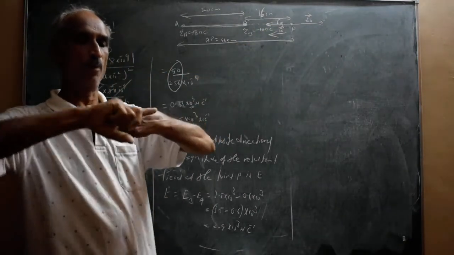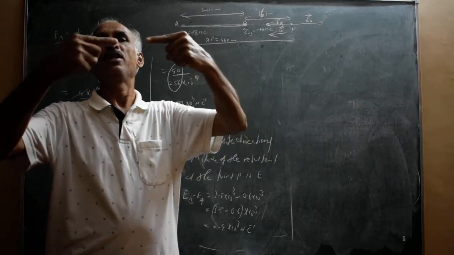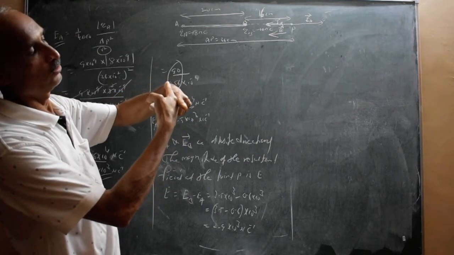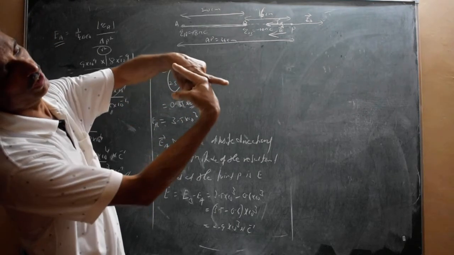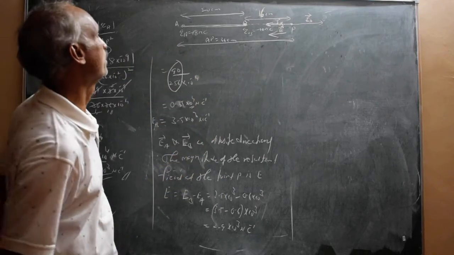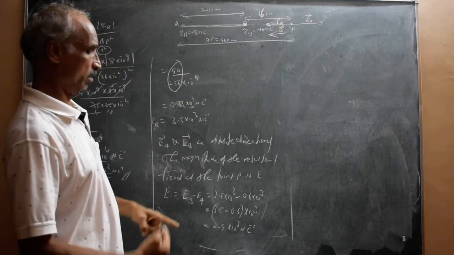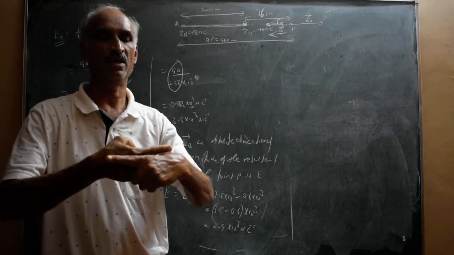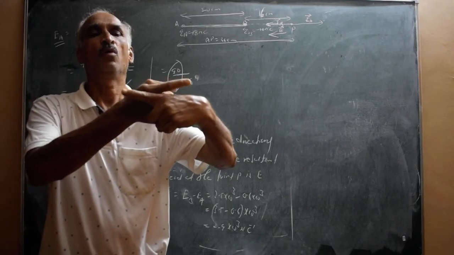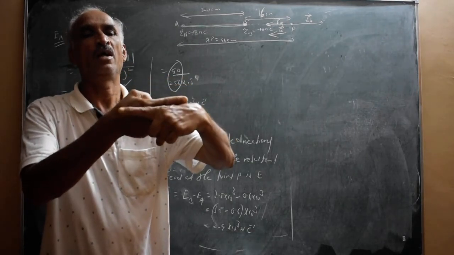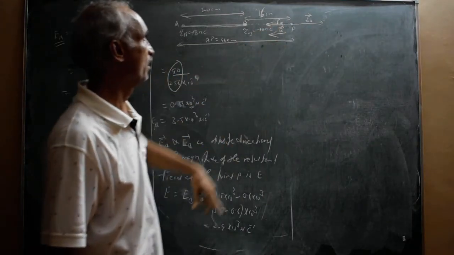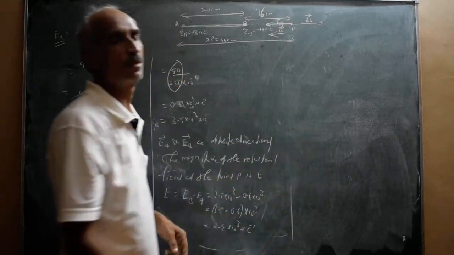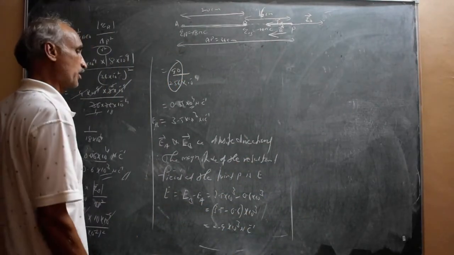When two vectors are acting in opposite direction, you can show the opposite direction like this also, with the tip of the finger indicating the direction. At this point, the fields are acting in opposite directions. This is one direction, this is another direction, and the resultant field is towards the stronger one. Because EB is stronger, the resultant field is along EB bar, towards the stronger side.